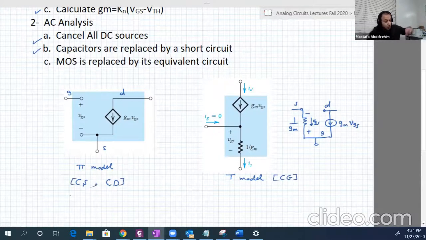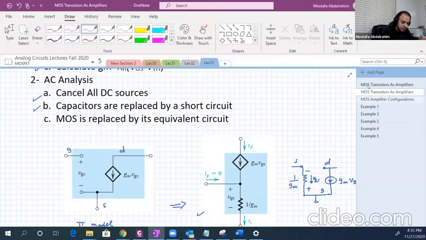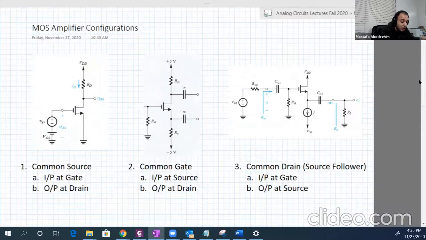But again, you can use any in any configuration. Both are the same. Actually, this one is deduced from this one. There is some derivation for it in the book. Okay, so let's first explore the basic amplifier configurations.